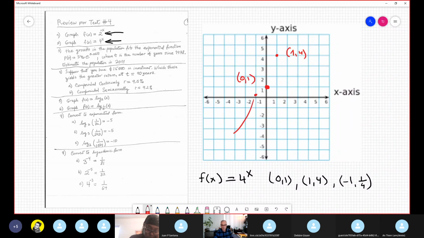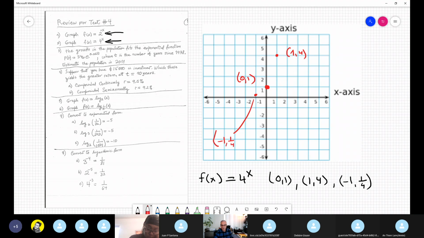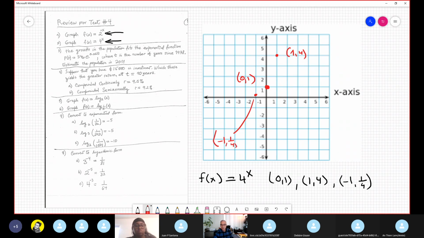And -1, 1/4 approximately is here. We connect, and this case is exponential. Remember, the exponential is asymptotic to the x-axis. It's increasing super fast, and the reason is that the base is 4, which is a big number, no? Now, don't forget the famous horizontal asymptote. It's important. If you forget the horizontal asymptote, you have no full credit. That is basically 3 points at least, and the horizontal asymptote. Any question?